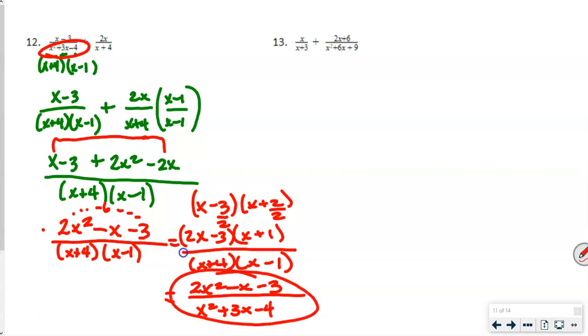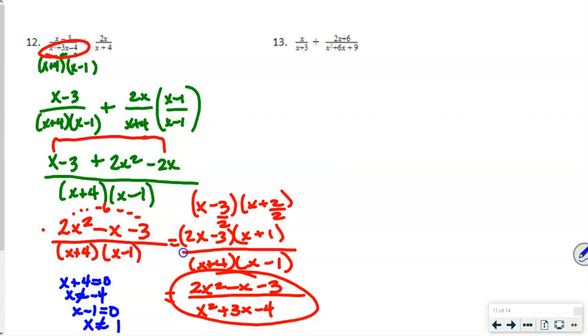Now remember, we still got to set those factors of the denominator equal to 0. So we got our x plus 4 equals 0, so x cannot equal negative 4. And then we've got our x minus 1 equals 0, so x can also not equal 1. All right, let's see if you guys can do number 13 and come back to me when you're done.